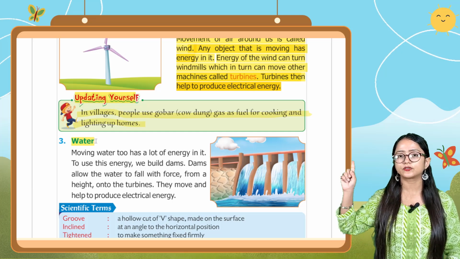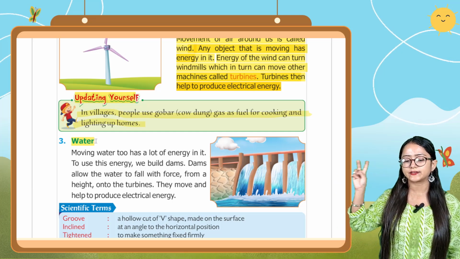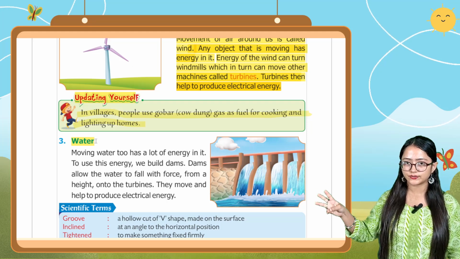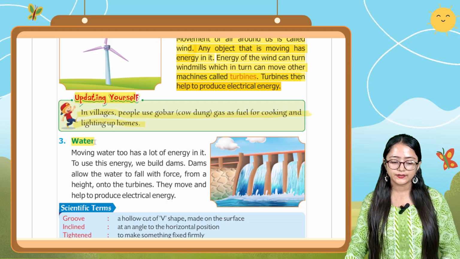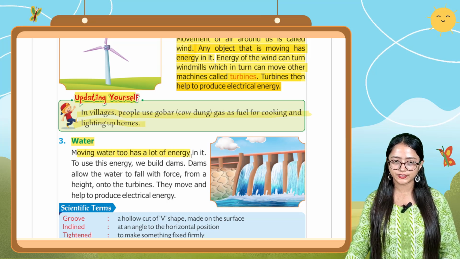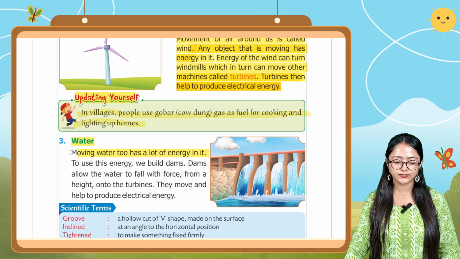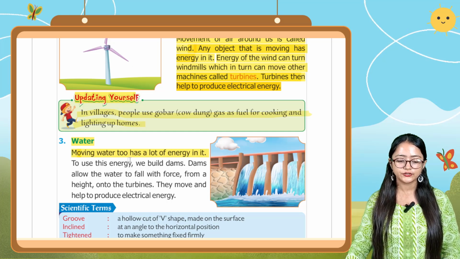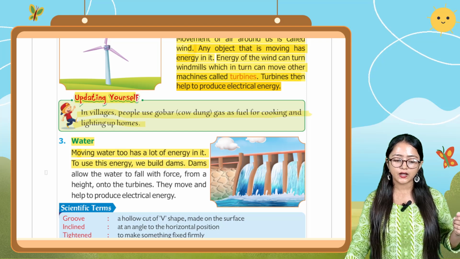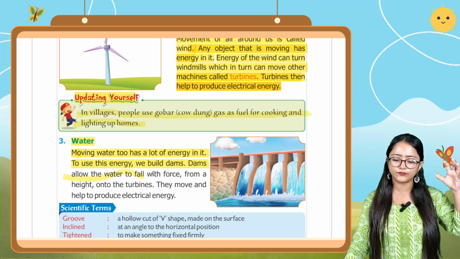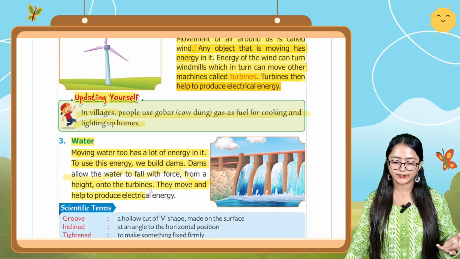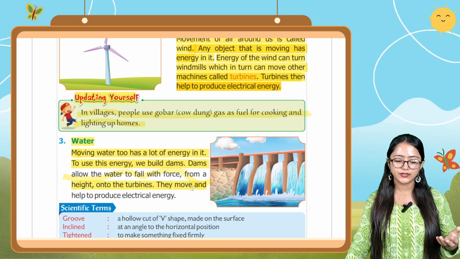The next source of energy is water. The first source of energy was the sun, the second source was air, wind, and the third source is water. Moving water has a lot of energy in it. To use this energy, we build dams.